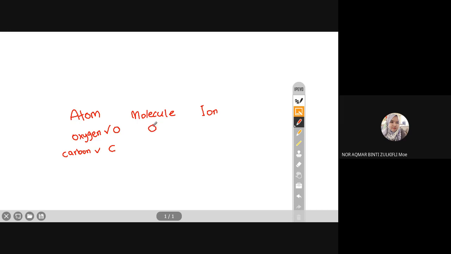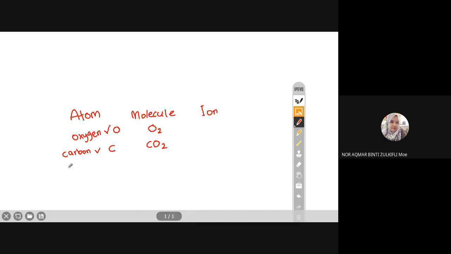When it comes to molecule, oxygen gas is O2, meaning the combination of oxygen and oxygen. Two oxygen combined together, so we call it O2, and it becomes a molecule. Carbon dioxide means one carbon and two oxygen, so carbon dioxide we also call a molecule.